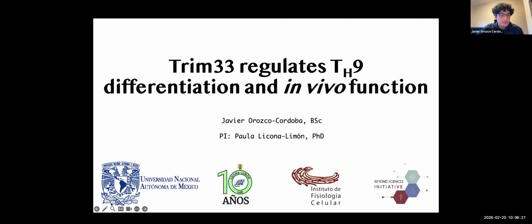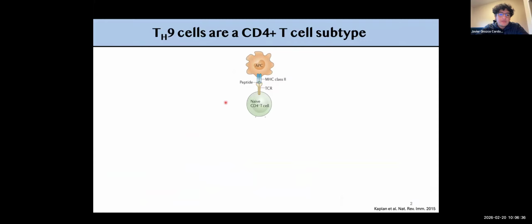So today I will be presenting the work I developed during my undergrad, working in the Licona Limon lab at the National Autonomous University of Mexico, and it is titled TRIM33 regulates Th9 differentiation and in vivo function. As a way of introduction, we all know that naive CD4 T cells can acquire different phenotypes that rely on the stimuli that they are exposed to.